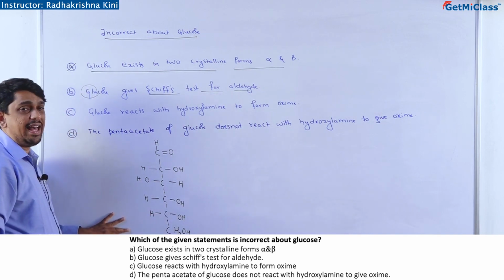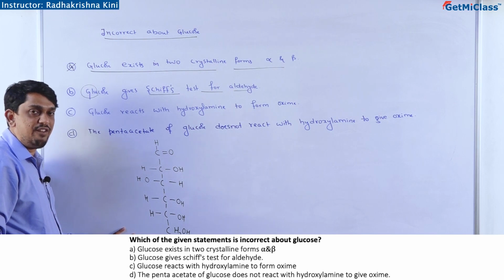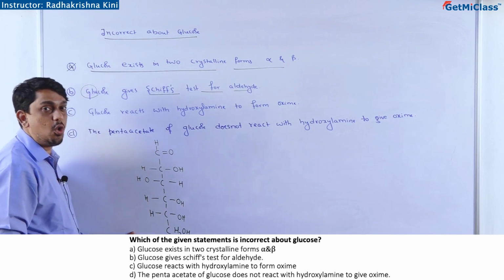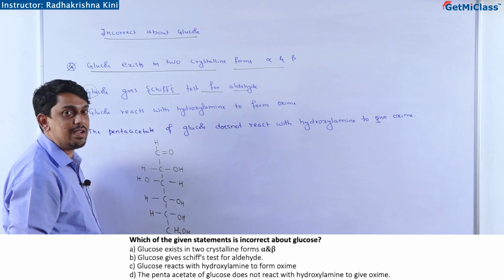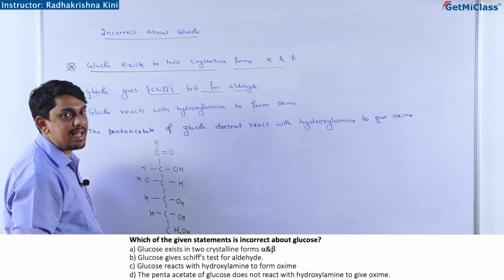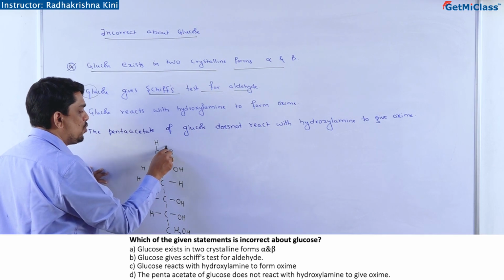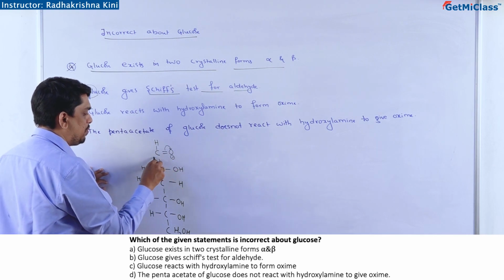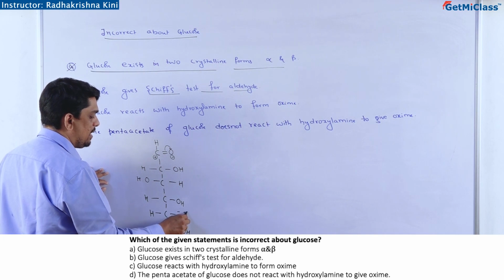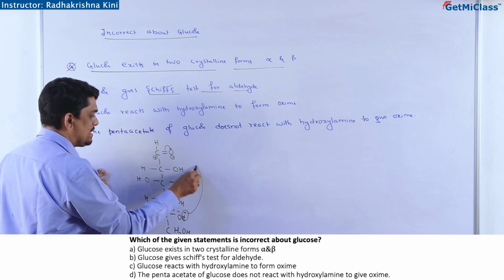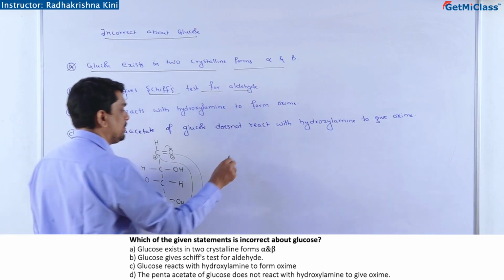But I know that glucose is mostly present in the cyclic form. It doesn't exist in the open chain form. More than 95% of the glucose exists in the cyclic form. Let me show you that cycle. I know O is minus, carbon is plus, O is minus, H is plus, plus comes to minus, minus goes to plus. So we get the cycle.